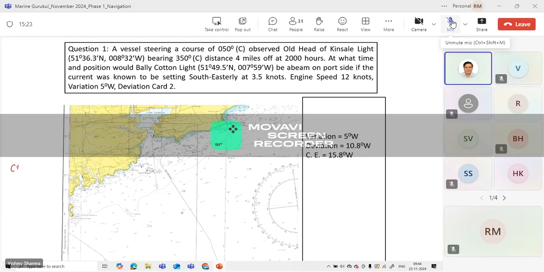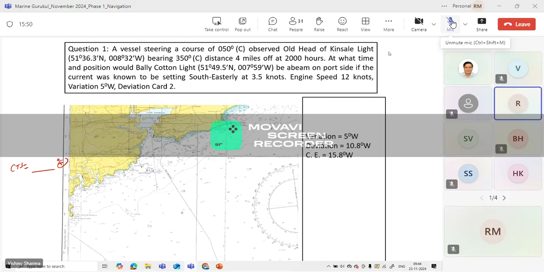CTS true. How much will be CTS true, guys? Tell me. 034.2. Very good. 034.2 degrees true. You have to give it in three-figure notation. Very good. And what will be the true bearing of Kinsale, guys, before I show it on the screen? What will be the true bearing of Kinsale?